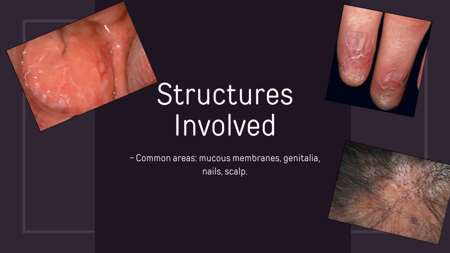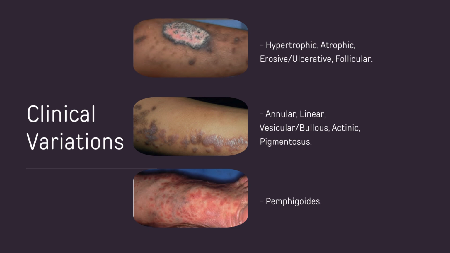Lichen planus commonly involves mucous membranes, genitalia, nails and scalp, but its clinical variations are where it gets truly fascinating: hypertrophic, atrophic, erosive/ulcerative, follicular. Less common forms include vesicular/bullous, pigmentosus, and even pemphigoid-like presentations. It's a condition that wears many disguises, keeping clinicians on their toes.